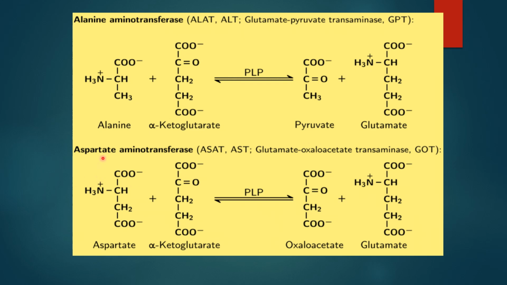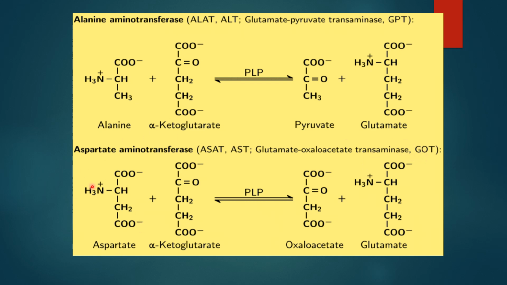Another example is the reaction facilitated by aspartate transaminase. The names to remember are very easy, based on the name of the substrate. Here we are using aspartate for the transamination reaction, so it is aspartate aminotransferase. Similarly, here alanine undergoes the transamination reaction, so it is alanine aminotransferase. So the names are very easy to remember. In short, it is called AST, or glutamate oxaloacetate transaminase.